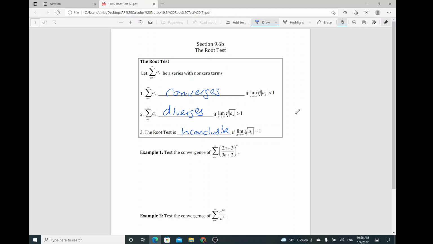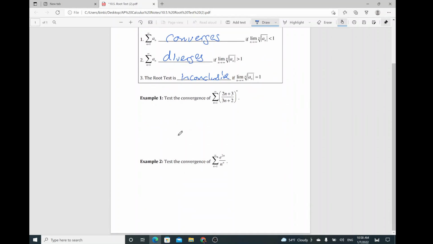Let's try to verify with an example. Test for the convergence. Here, a sub n is (2n plus 3 over 3n plus 2) to the power of n. Using the root test, we know that the limit as n goes to infinity of the nth root of the absolute value of (2n plus 3 over 3n plus 2) to the power of n.